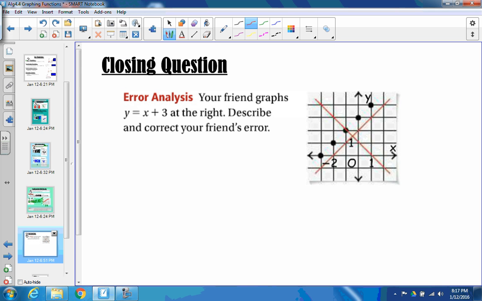So I have one closing question that I'd like you to answer. It says, your friend graphs y equals x plus 3 at the right. Describe and correct your friend's error. So what small thing might be incorrect about this graph based on the steps that we came up with?